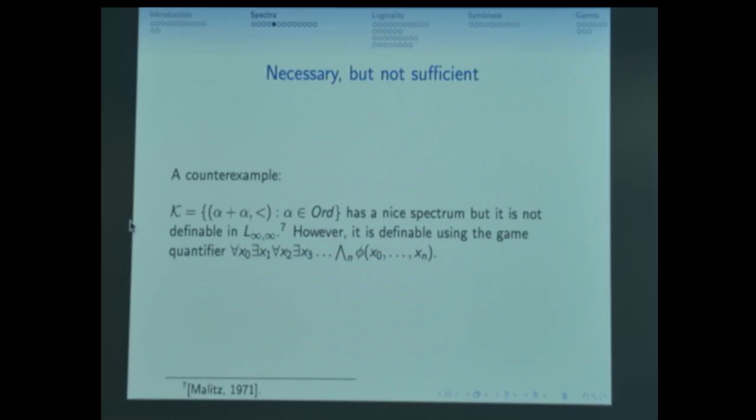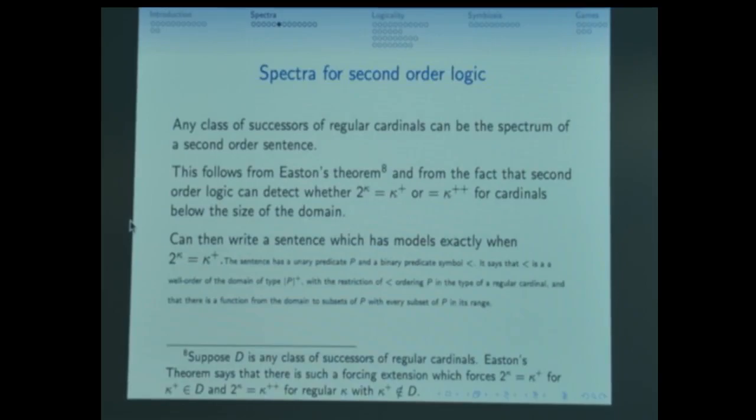Okay, so let's just make some elementary observations. Set theory: any class of successors of regular cardinals can be the spectrum of a second order sentence. This follows from Easton's theorem, and the fact that second order logic can detect whether 2^kappa equals kappa plus, or kappa plus plus, for cardinals below the size of the model. You can write a sentence which has models exactly when 2^kappa equals kappa plus. So again, if you specify any class of successors in advance, then I can arrange for that class to be the spectrum.